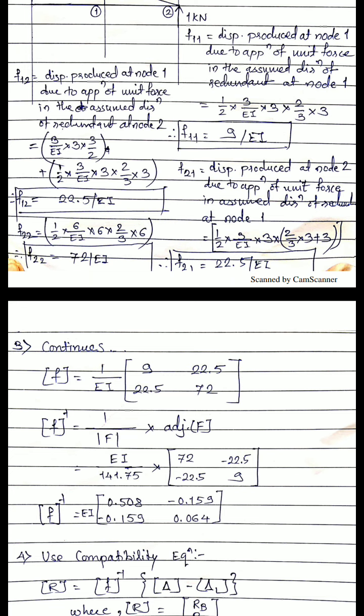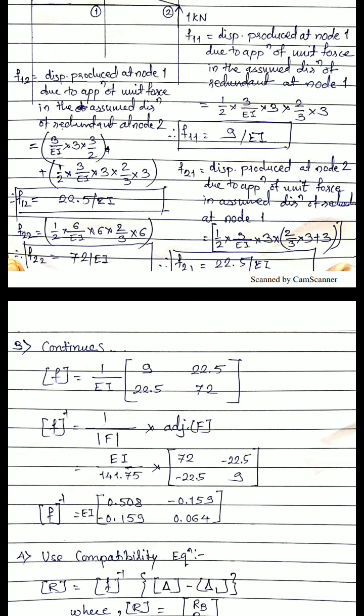How to find out the inverse of a matrix? It is nothing but simply 1 by determinant of your matrix into the adjoint matrix. So how will you calculate the determinant? You have to multiply your diagonal elements minus the multiplication of your non-diagonal elements. So that means 9 into 72 minus 22.5 square. That will be your determinant. That comes out to be 141.75. Okay, so this is your determinant value.